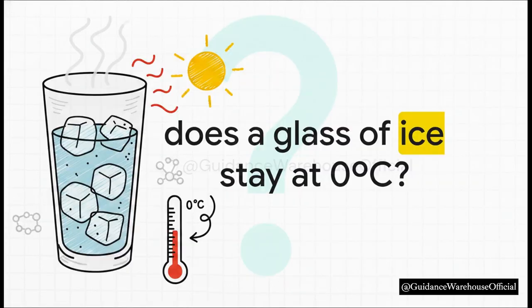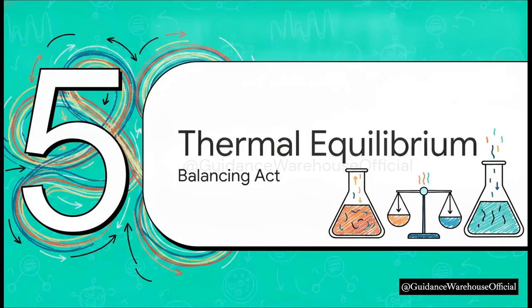Let's connect this back to real life with another quick puzzle. Imagine you take a glass of water with ice cubes in it and you sit it outside on a really hot summer day. As long as there is ice in that glass, the liquid water stays at exactly 0 degrees. So why doesn't the water warm up immediately from the hot summer air? To figure that out, we look at Section 5, the physics of equilibrium.